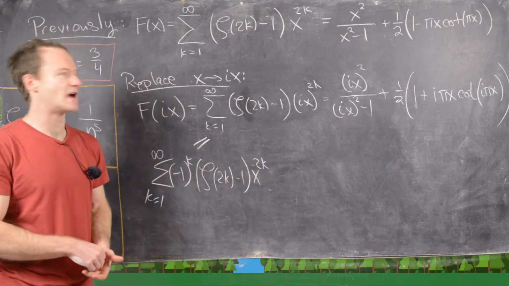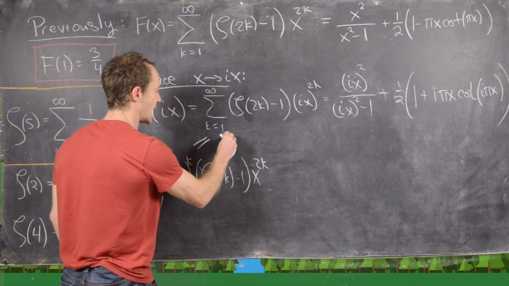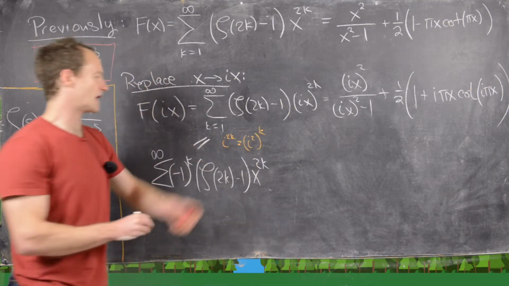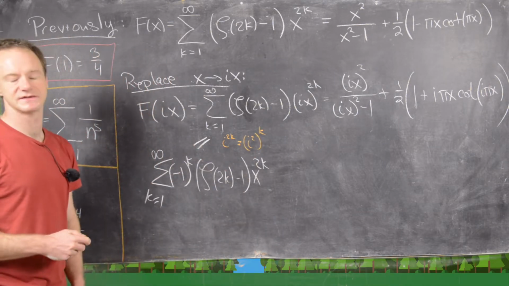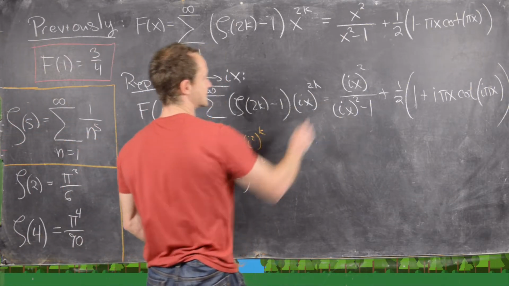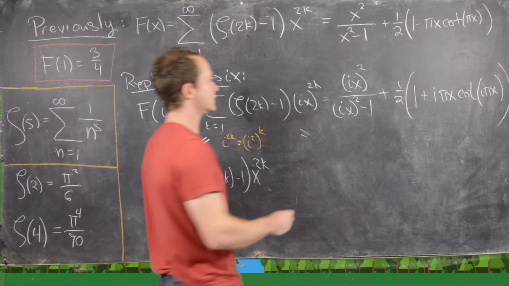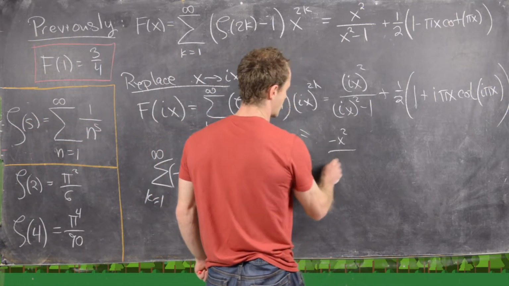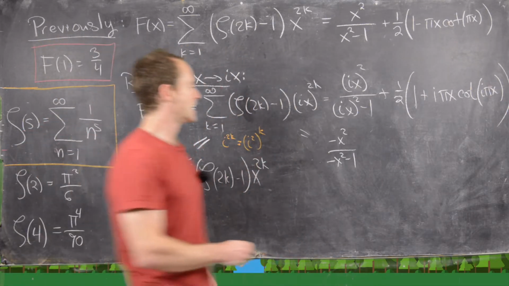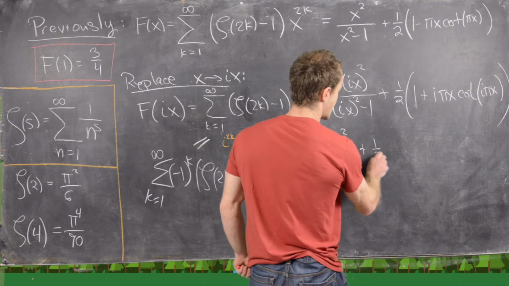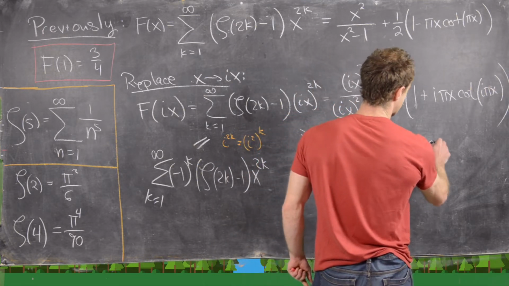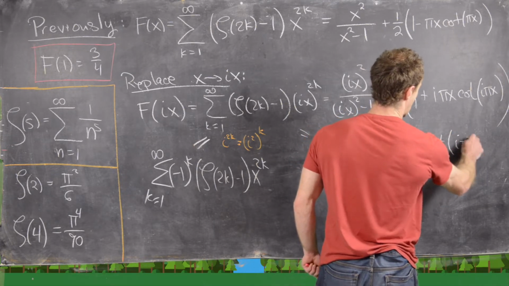Okay, so let's see why this is the case. Let's notice that i to the 2k is the same thing as i squared to the k, but i squared is -1, so this obviously gives us -1 to the k. Okay, so now let's go ahead and look at what happens on this right-hand side. So notice that's going to give us minus x squared over minus x squared minus 1. That's what we get for that first term. And then we're going to have plus 1/2 times 1 plus i pi x cotangent i pi x.